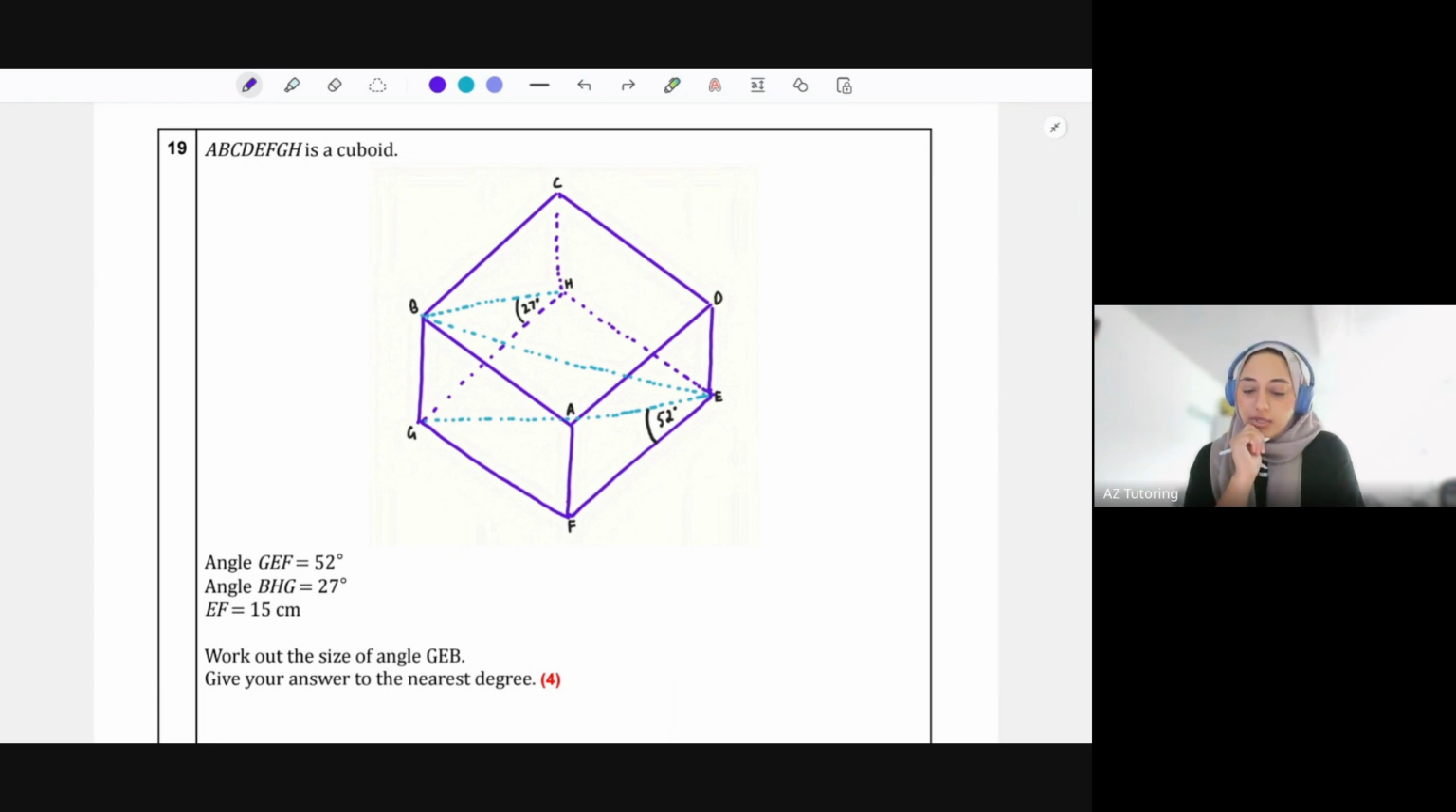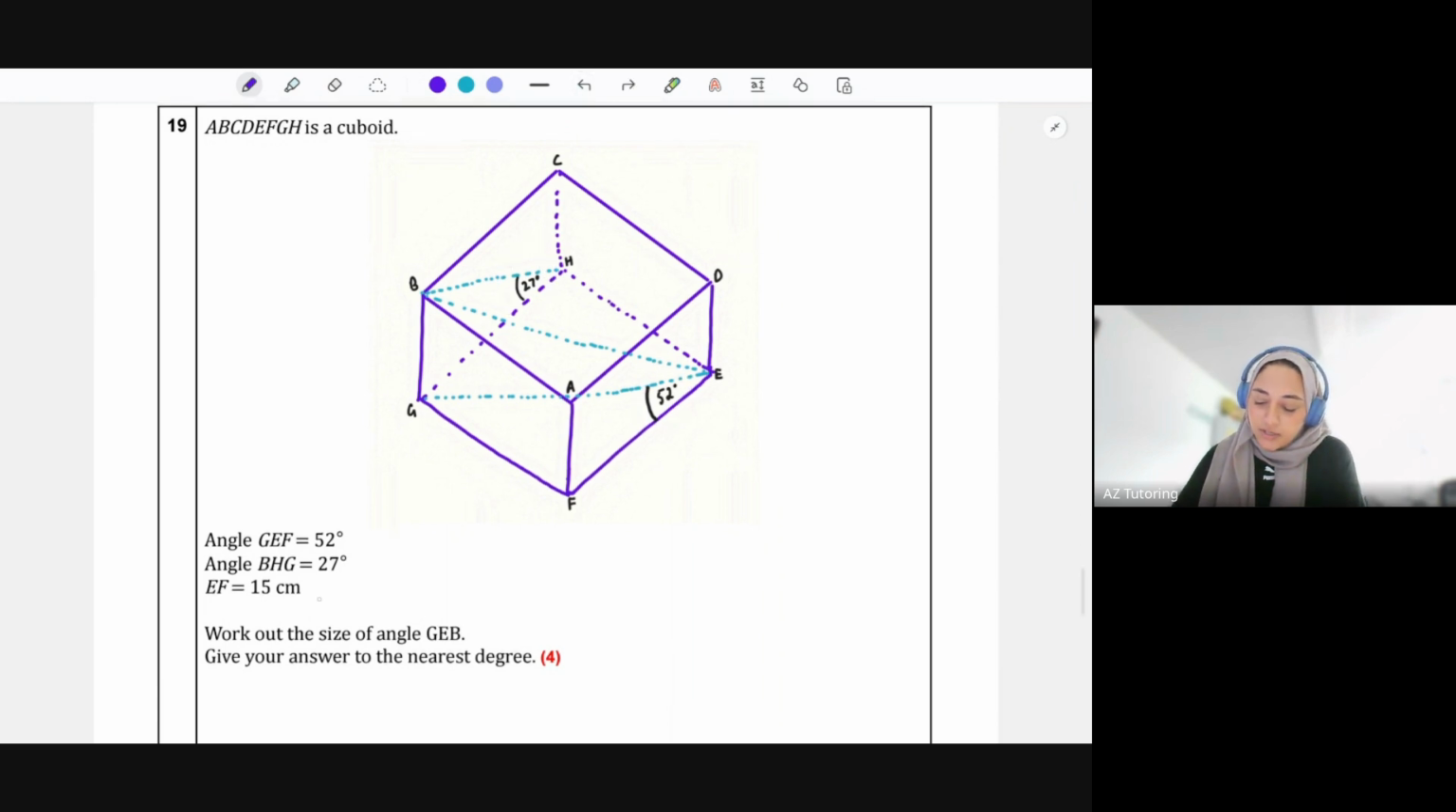Okay, so A, B, C, D, E, F, G, H, the cuboid. So you can just see each of the vertices are all there. They've slotted some triangles into there as well. It's given us some angles which are labeled in. So GEF 52 is here, BHG 27 is here. EF is 15, so EF, that's just 15. This whole length here. Okay, let me put that a bit neater.